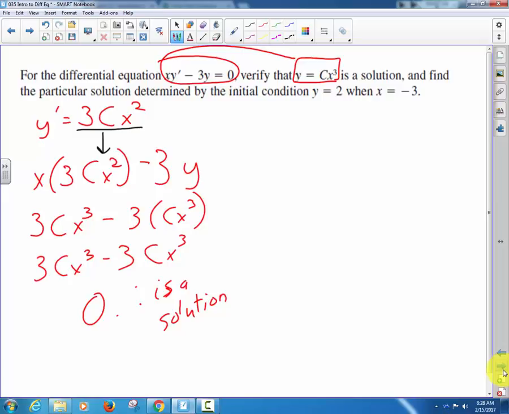The next line, I plugged in for y, and that's something that sometimes students say, I don't understand. Remember, we said y equals cx cubed. So algebraically, I can put that right there in place of the y. And then if you simplify each of those, they're identical, so they're going to be 0. Therefore, we verify that it's a solution.